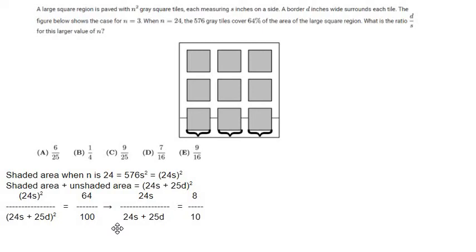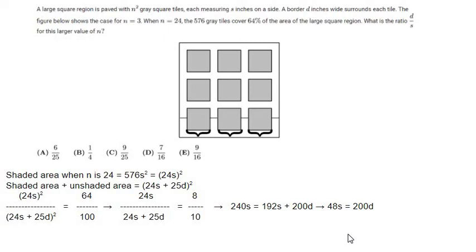Now, to further simplify this, you guys probably know that we will cross multiply this proportion in order to get 240s equals 192s plus 200d. Now, in order to further solve this equation, we will subtract 192s from both sides, in order to get a further simplified equation, 48s equals 200d.